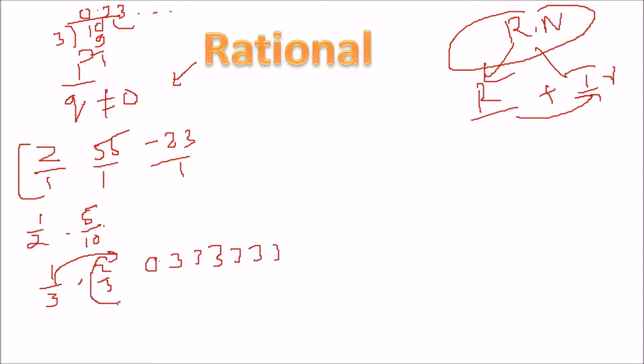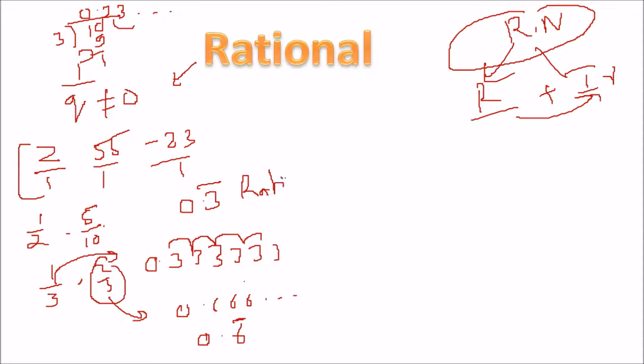If you perform 2 by 3, the answer will be 0.6666 and that will be never ending. But since these numbers follow a regular pattern, we write it like this: 0.6, and we place a bar on this 6 to indicate that this is going to recur, means come again and again. That is why this is also a rational number.